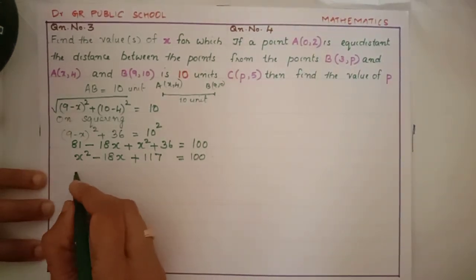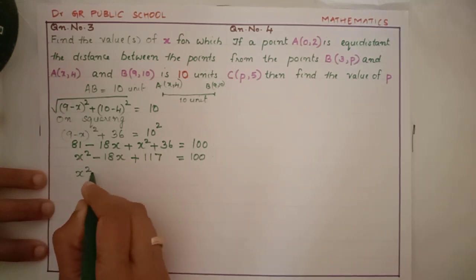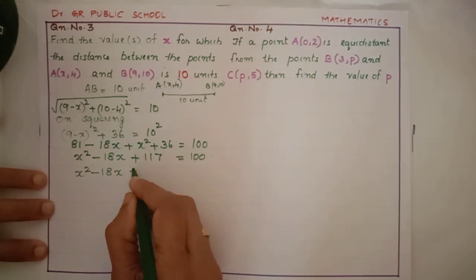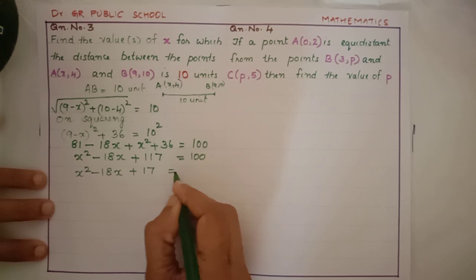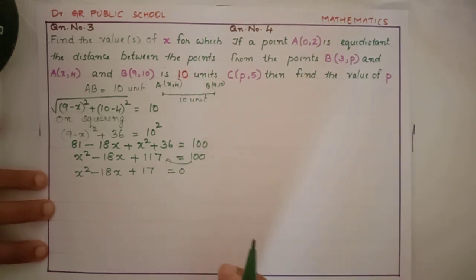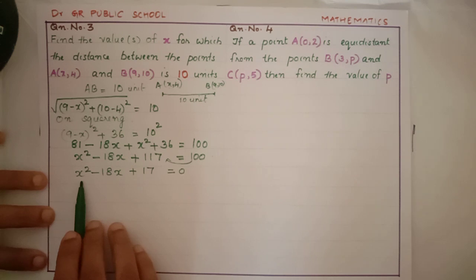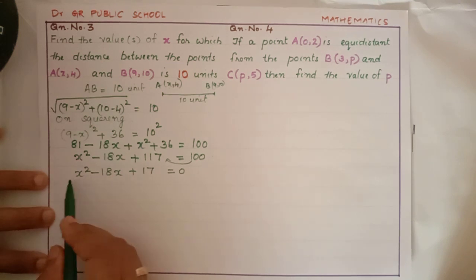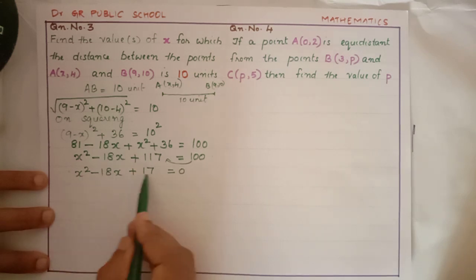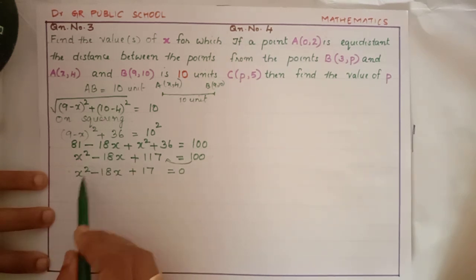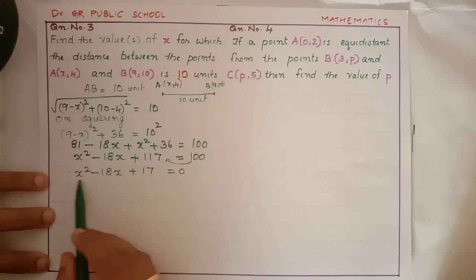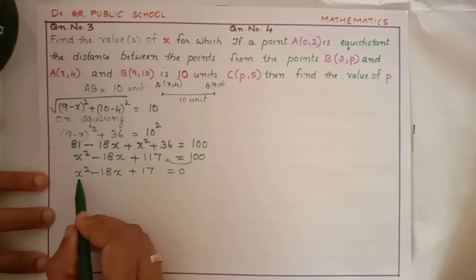Okay children. Now it is x square minus 18x. When we take this 100 also to this side, we will get plus 17 equal to 0. I have taken this 100 also to this side. So here we got an equation, x square minus 18x plus 17 equal to 0. When you check the LHS, you are getting a quadratic polynomial. Isn't it? Quadratic polynomial.